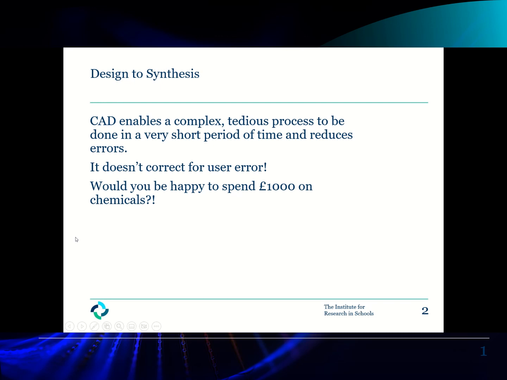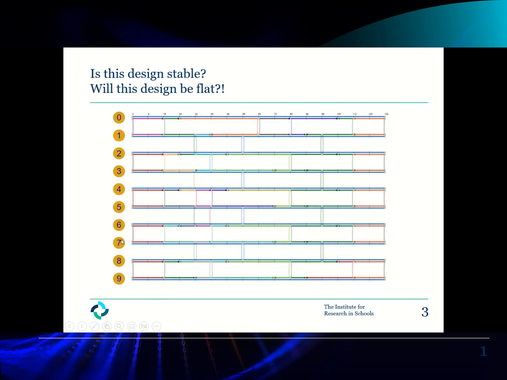Whilst the scriptable CAD Nano enables complex and tedious procedures to be done in a very short period of time, it doesn't correct for user error. For example, if we take my design from tutorial 2, would I be happy spending £1,000 on this design with the certainty that it would be a successful design?